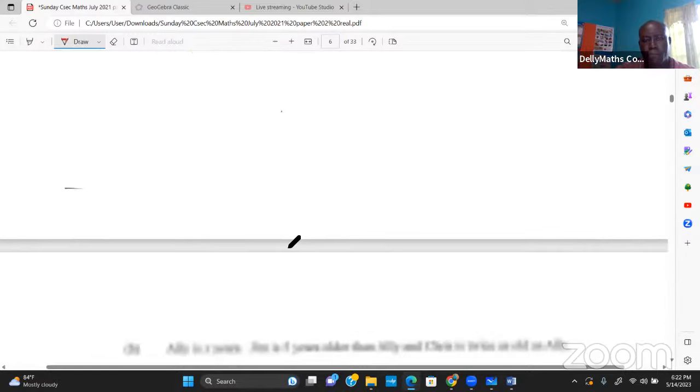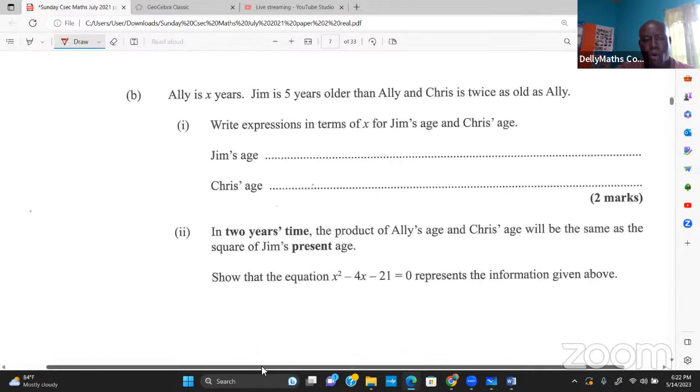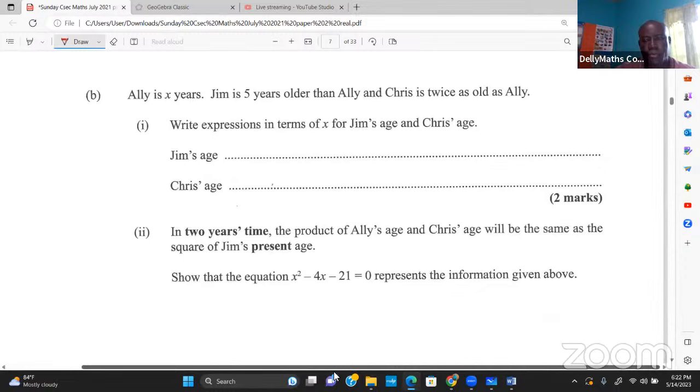Easy thing. All right. Now, let's look at this question. So this question says, Ali is X years old. Jim is 5 years older than Ali, and Chris is twice as old as Ali. So everybody is linking to Ali. Write an expression in terms of X for Jim's age and Chris' age.